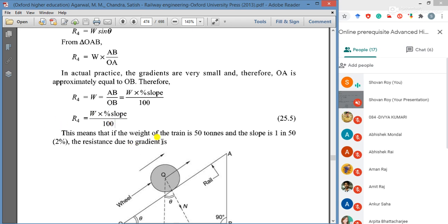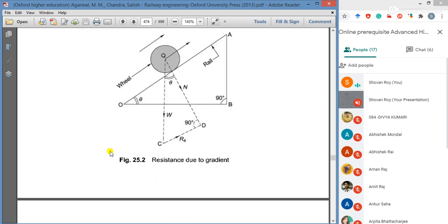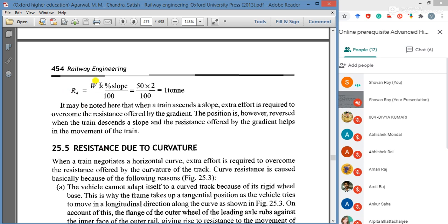This means that if the weight of the train is 50 tons and the slope is 1 in 50, or 2%, the resistance due to gradient is R4 equals W into percentage slope by 100. W is 50 tons into 2. Here 1 in 50 means 2%. So normally we can calculate the resistance of the train.